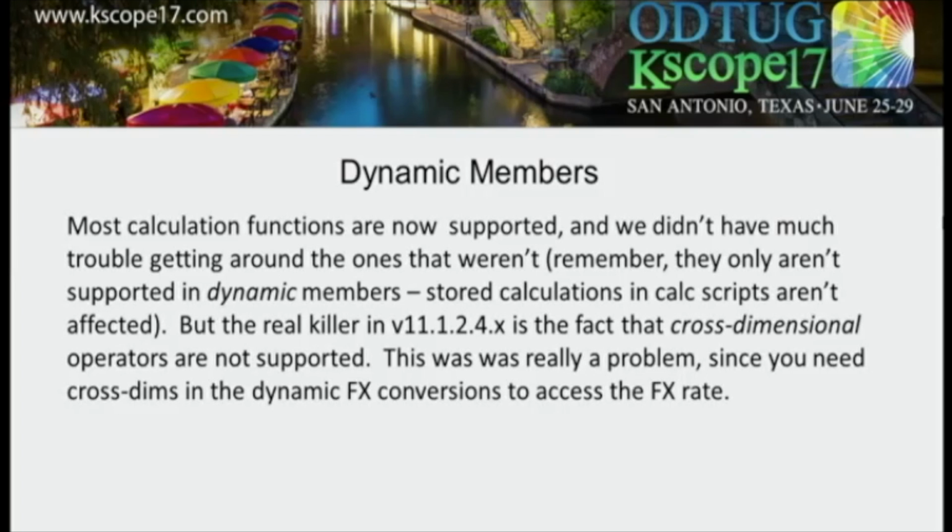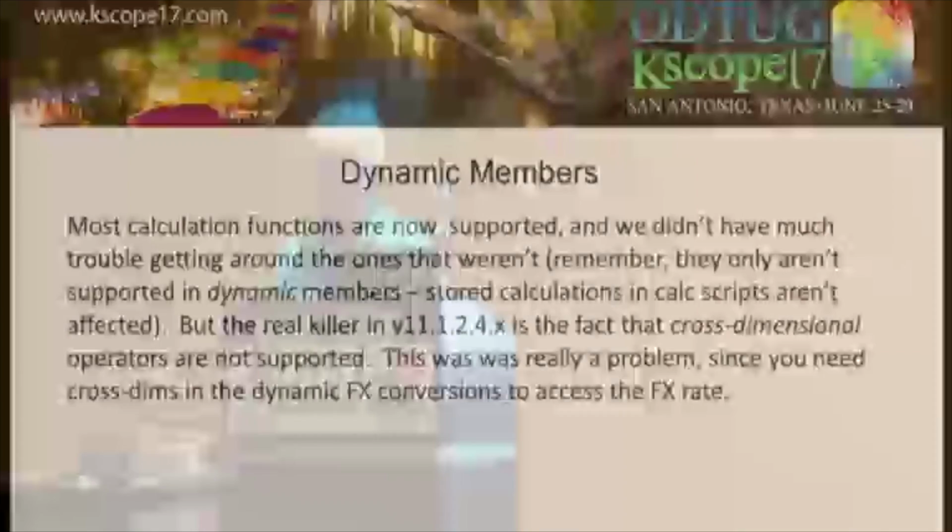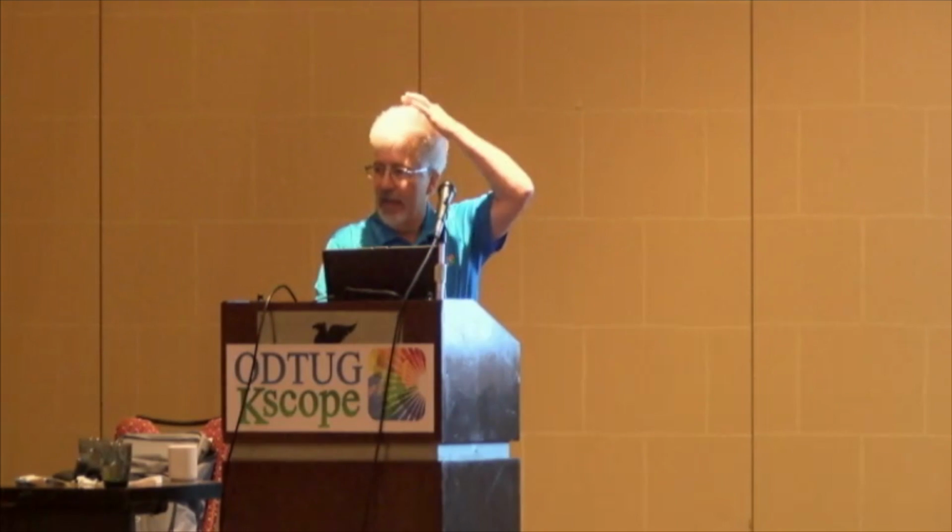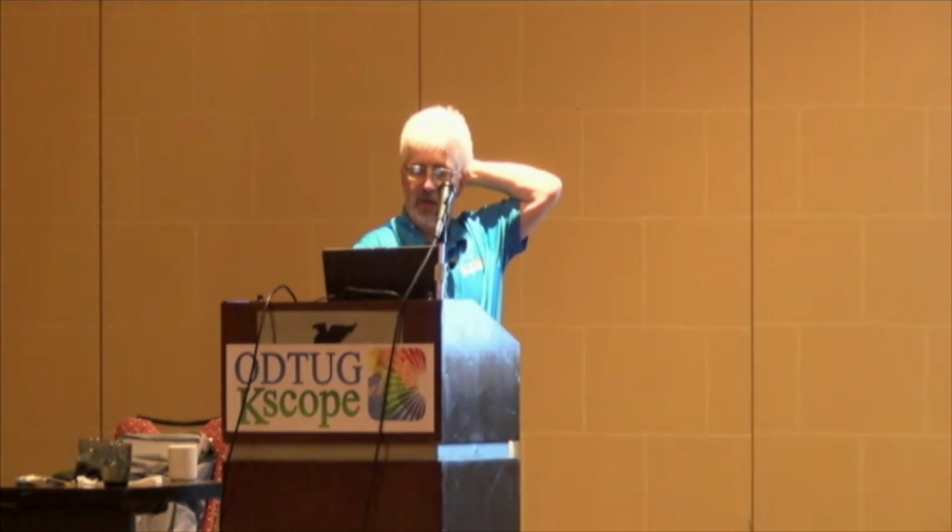Okay, most calculations were supported in 11.1.2.4, and we didn't have much trouble getting around them. The ones that weren't, there were a few. I can't even remember what they were. But the real killer is they don't support cross-dimensional. Everybody's aware of that here, right? Can't put a cross-dimensional in a formula. Kills it. So how do you do that?